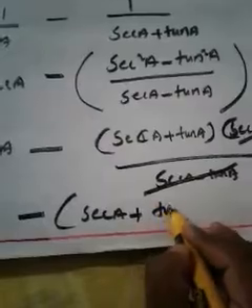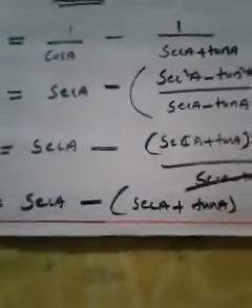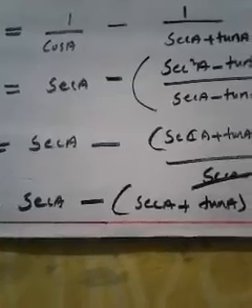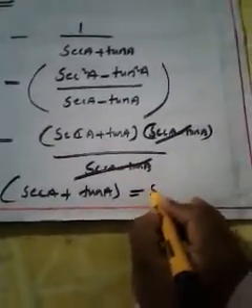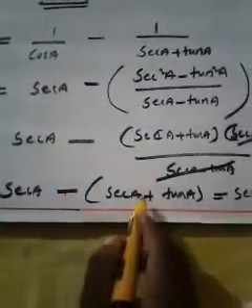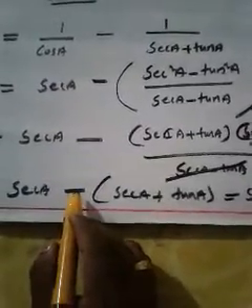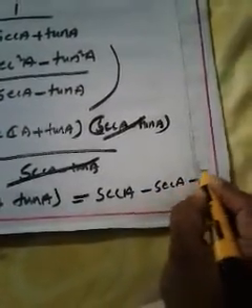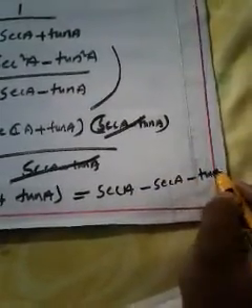I told you after the minus sign, if more than one term comes, you have to give a bracket. Now it is the time to open the bracket. How? First sec A as it is. Then minus, take inside. So when you take minus inside, it becomes minus sec minus tan a.